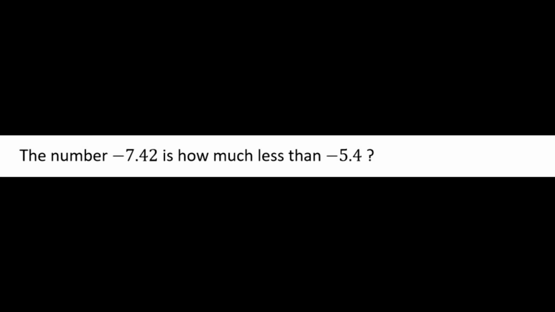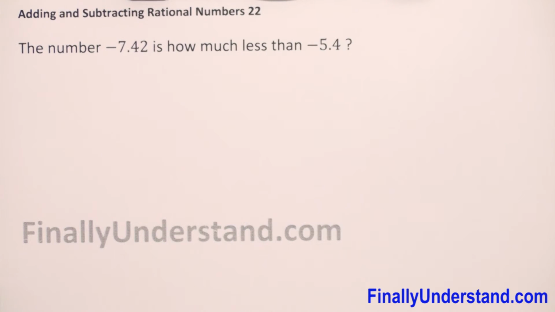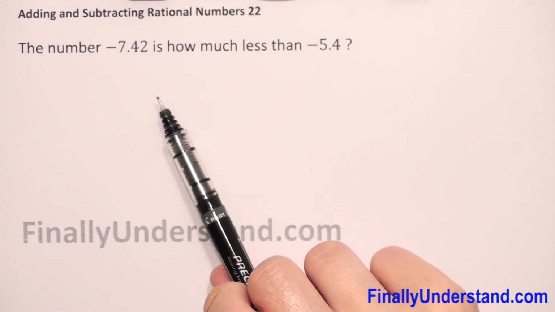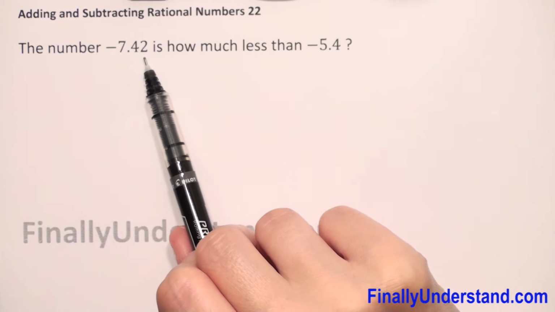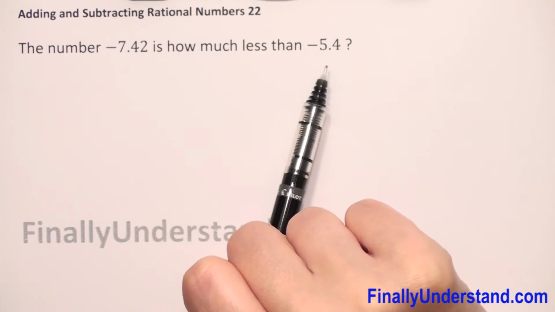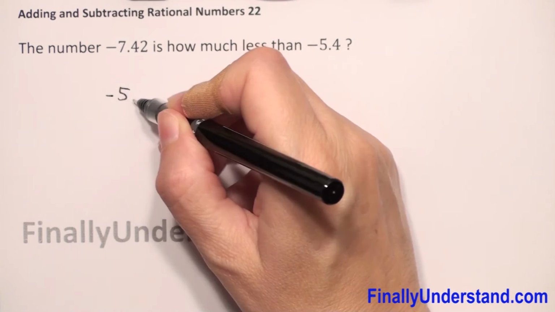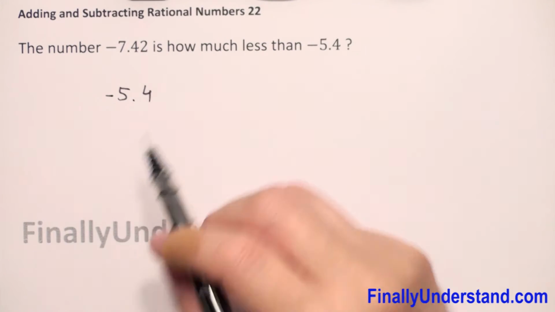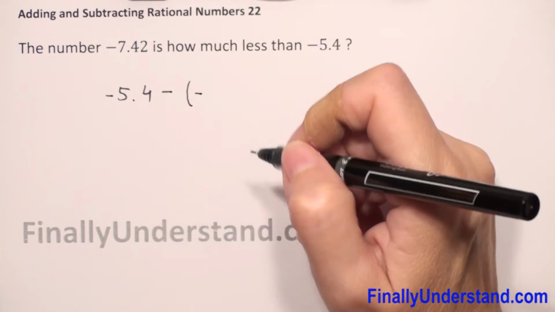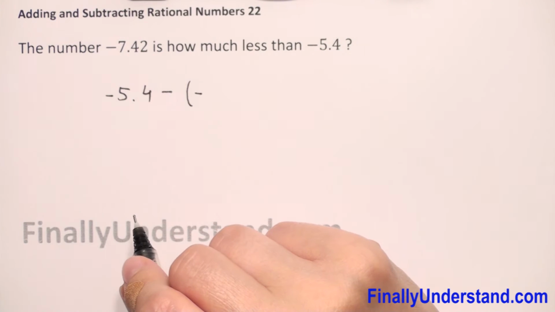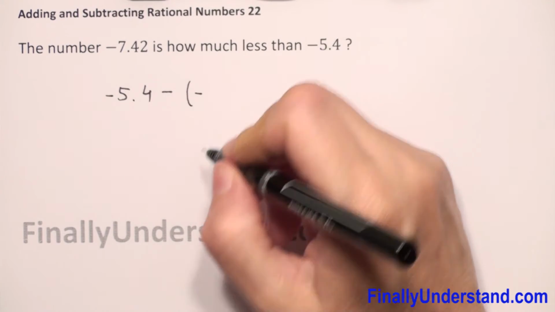The number negative 7.42 is how much less than negative 5.4? The greater number is negative 5.4. Negative 7.42 is less than this number. So from the greater number, we will subtract the smaller, and we will find how much less negative 7.42 is than negative 5.4.